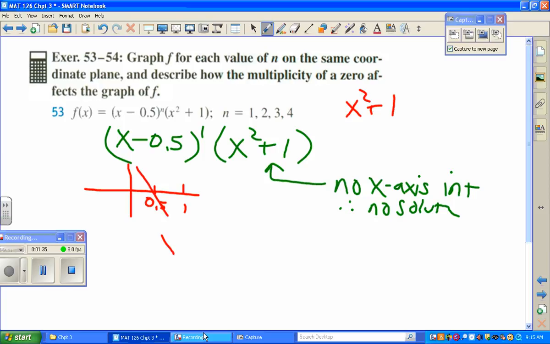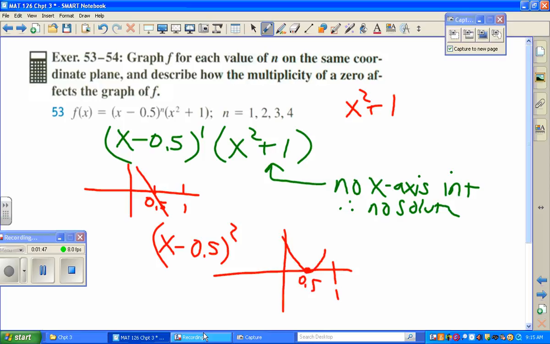If I have x minus 0.5 squared, what's going to happen at 0.5? All right, it's going to be tangent. Now, whether it is going up or going down is irrelevant. It just wants to know how the multiplicity affects the graph. On this one, the graph's going to be tangent at 0.5. What about if you put a 3 in there?